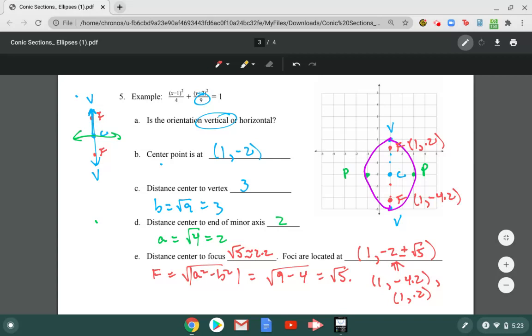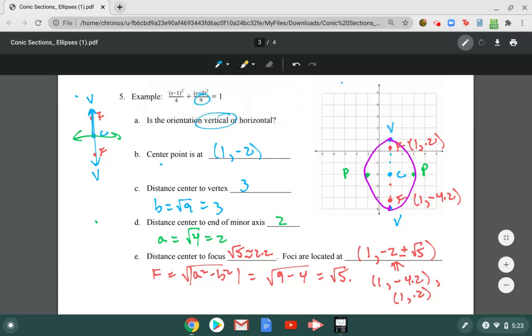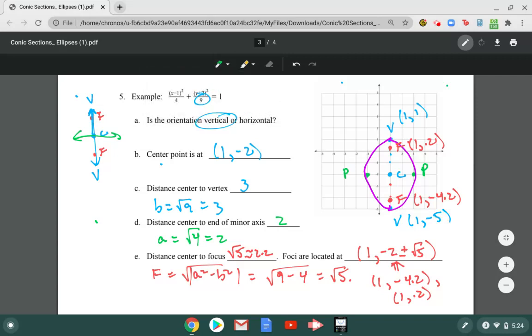My center was 1, negative 2. I'm not going to label that one just because I'm going to be out of room here. My vertices, that's going to be 1, 1, and then 1, negative 5. And then the endpoints of my minor axis, these are in the x direction. So I do change my x's. So this is 3 comma negative 2. But I do not change those y's. Negative 3 comma negative 2. So we've got everything labeled.